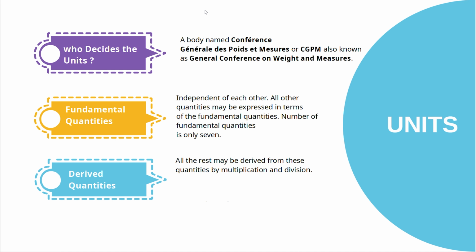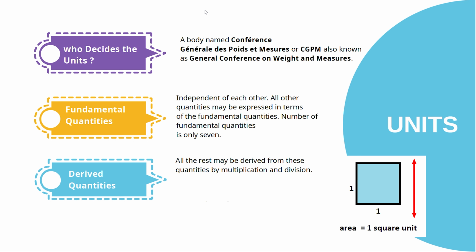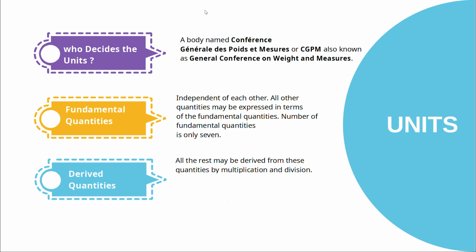However, not all the quantities are independent of each other. As a simple example, if a unit length is defined, a unit area is automatically obtained. If we make a square with its length equal to its breadth equal to the unit length, its area can be called the unit area. All areas can then be compared to the standard unit of area.